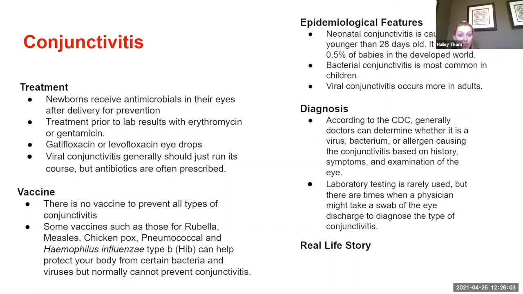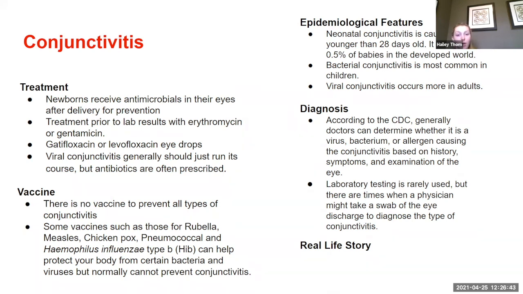There's no vaccine to prevent conjunctivitis. Some vaccines, such as those for rubella, measles, chickenpox, pneumococcal, and Haemophilus influenzae type B, help our body to fight off other types of infections, but these cannot stop conjunctivitis. For epidemiological features, neonatal conjunctivitis is caused in babies younger than 28 days old, and it affects less than 0.5% of the babies in the developed world. And bacterial conjunctivitis is more common in children, and viral is more common in adults.